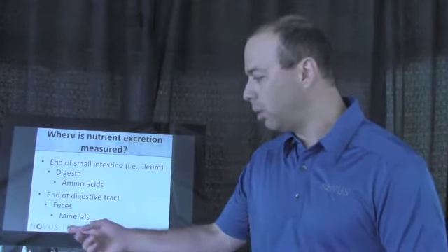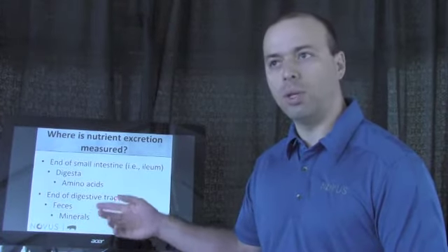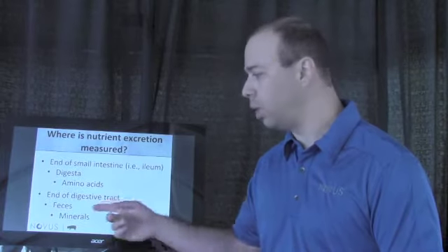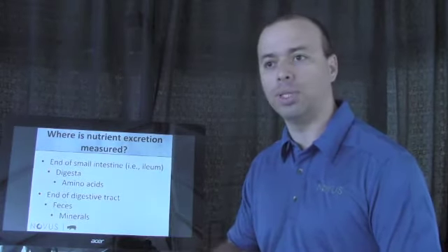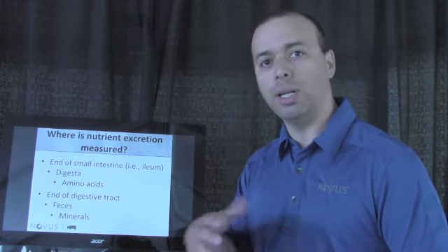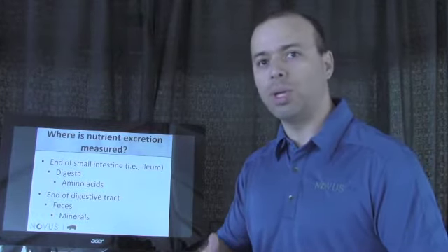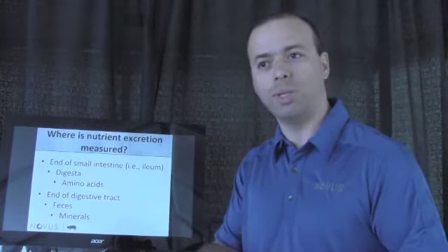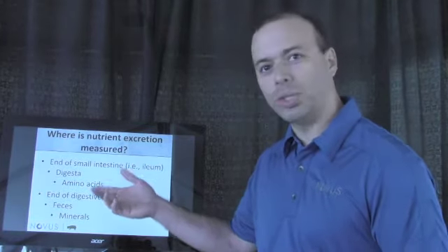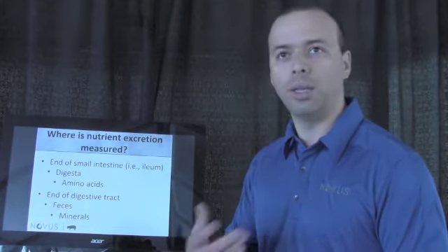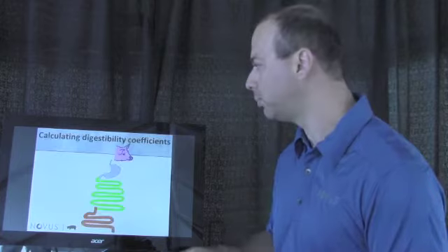However, if we're talking about, for example, minerals, then we can measure digestibility at the end of the total tract, and we can use feces, and we don't have to use, in this case, surgically modified animals. So where do we measure digestibility? It really depends on the nutrient that we're interested in. We also need to pay close attention when we talk about digestibility: is it ileal digestibility or total tract digestibility? Because the numbers, the coefficients and the meaning will change a little bit.